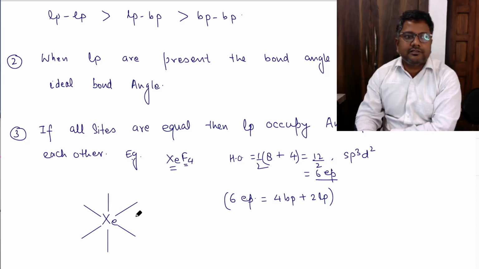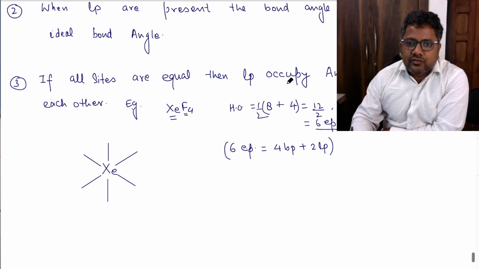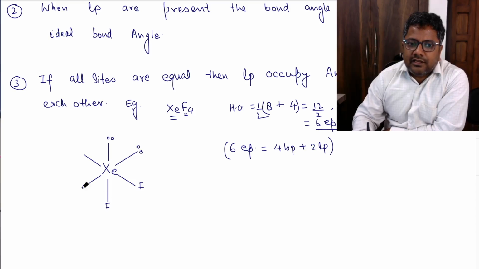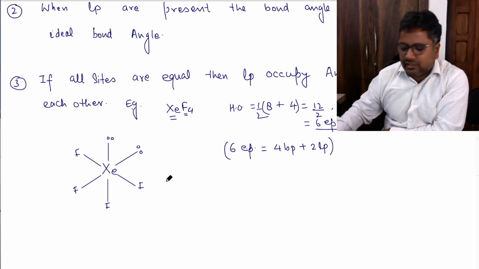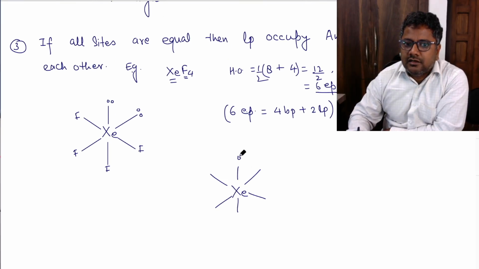All the bonds are equivalent, with a 90 degree bond angle. Here 2 lone pairs are there. So if you read this point, you cannot say that these 2 lone pairs are like this, and 4 fluorine like this. This is a more energetic structure than if you take the lone pairs here and here, or here and here, or here and here.